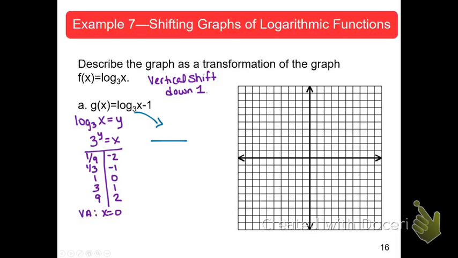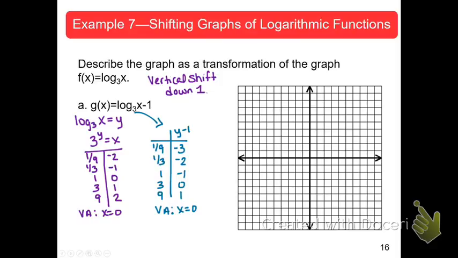So when I go to do this, I use the parent table to help me, but that -1 you told me is a vertical shift down 1, which means I'm going to take my y values and subtract 1 from them. So let's do that. Subtract 1 from all of your y values. Your x values then are going to stay the same. Because your x values stay the same, that means that our vertical asymptote is not being affected. Remember, vertical asymptote is only affected when your x values are being changed.